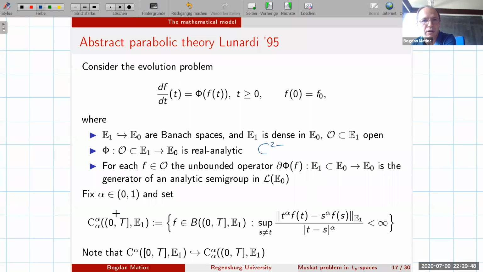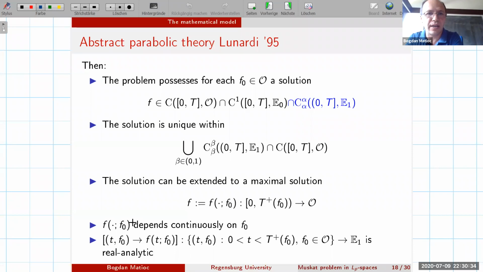For the parabolic theory of Lunardi, the following singular Hölder spaces are very useful. These are the spaces C^alpha_alpha, which consist of bounded functions into E1, and they have the property that t to the power alpha times f of t is an element of the Hölder space C^alpha. So it is easy to see that the Hölder space C^alpha is a subset of the singular Hölder space C^alpha_alpha, and these spaces are very useful because generators of analytic semigroups have maximal regularity in this type of spaces.